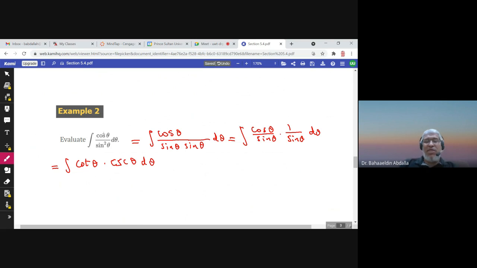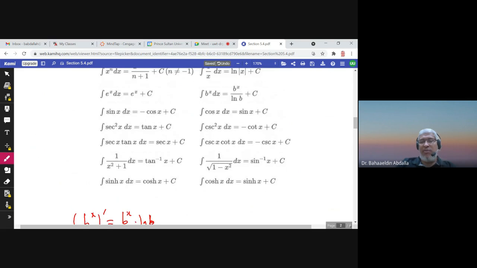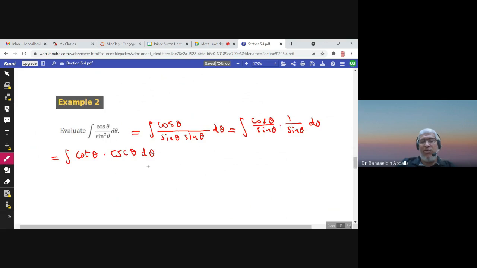So now this integral is equal to the integral of cotangent times cosecant. Is there a formula for the integral of cotangent times cosecant? Yeah, this one. The integral of cosecant cotangent is negative cosecant plus C. So the answer would be negative cosecant theta plus C. So that's the integral. That's the answer.